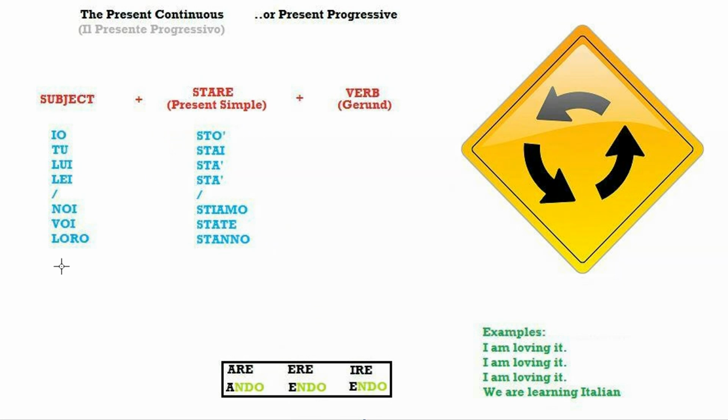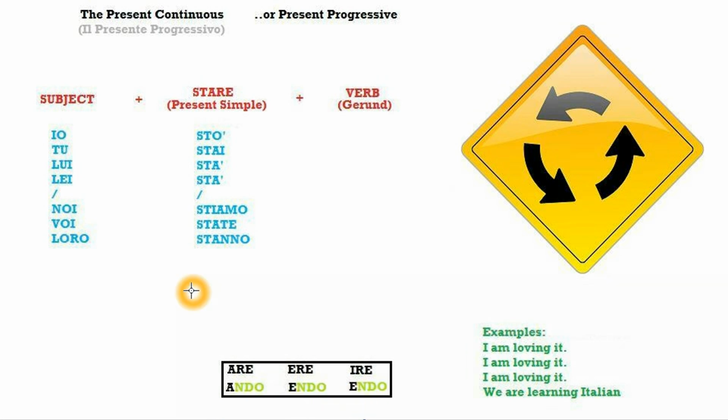And these are the subject personal pronouns. And then here, you can put your gerund. How do you make the gerund in English? We already said we add ing at the end. In Italian, easy. Basically, depending on what type of verb it is, if it's an are type verb, an ere type verb, or an ire type verb, you have different endings.